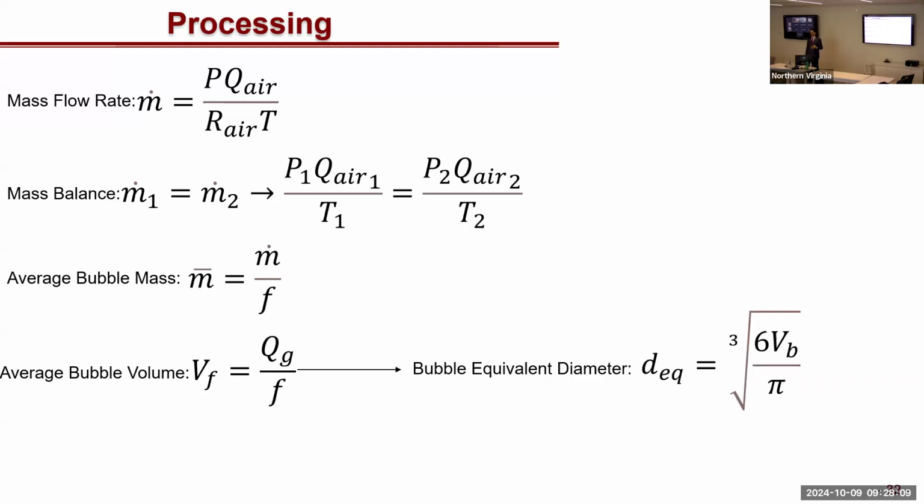So we took the ideal gas law to get the mass flow rate, and then we used a mass balance in order to know that the mass of the bubbles should be constant throughout the two-phase flow region. We calculated the average bubble mass by dividing the mass flow rate by the frequency, and we also got the average bubble volume by getting the volumetric flow rate divided by the frequency of bubble generation. And this bubble volume can be converted to equivalent diameter. That's what our target is.